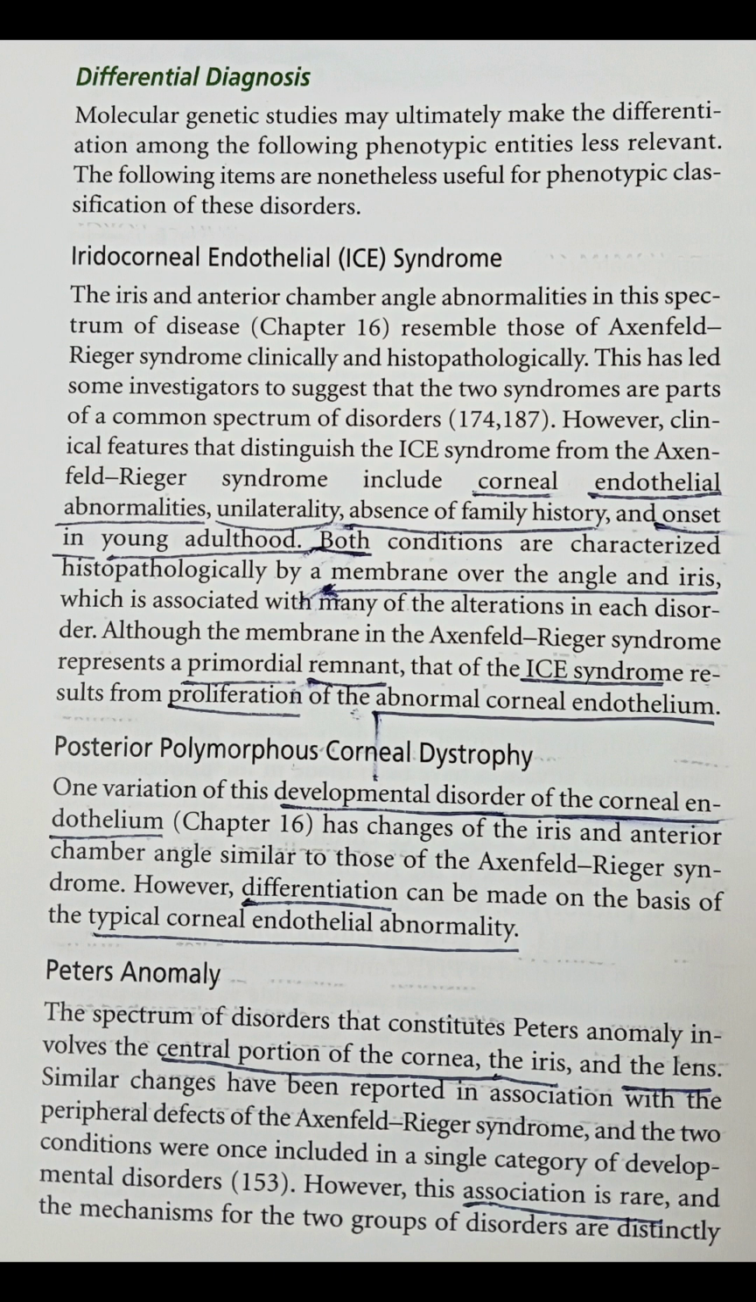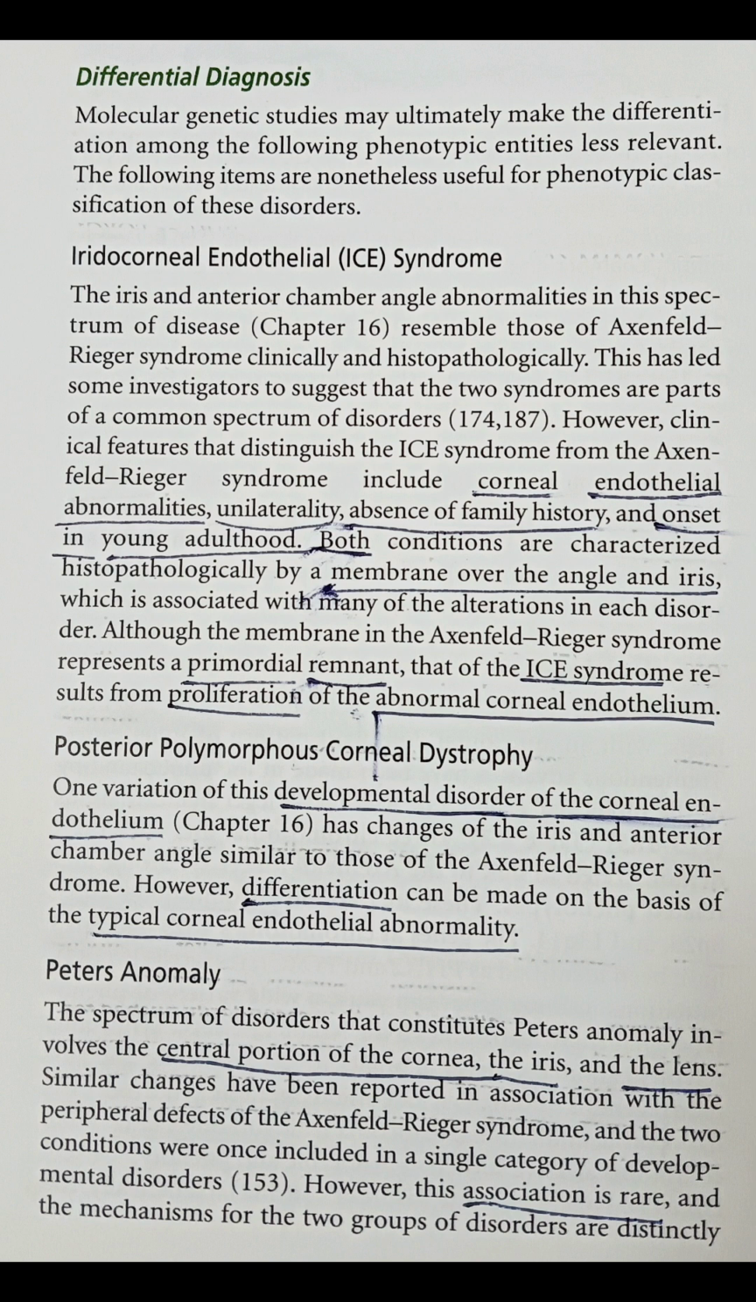First is iridocorneal endothelial syndrome, ICE syndrome. The iris and anterior chamber angle abnormalities in the spectrum of disease resemble those of Axenfeld-Rieger syndrome clinically and histopathologically. This led some investigators to suggest that the two syndromes are parts of a common spectrum of disorders. However, clinical features that distinguish the ICE syndrome from the Axenfeld-Rieger syndrome include corneal endothelial abnormalities, unilaterality, absence of family history, and onset in young adulthood.